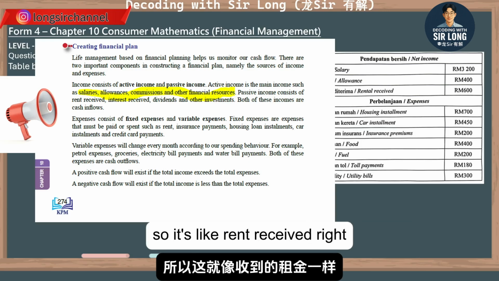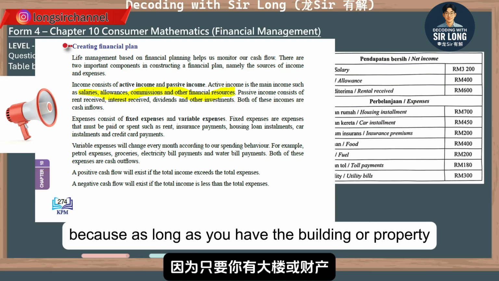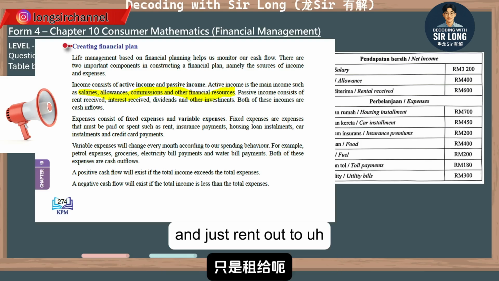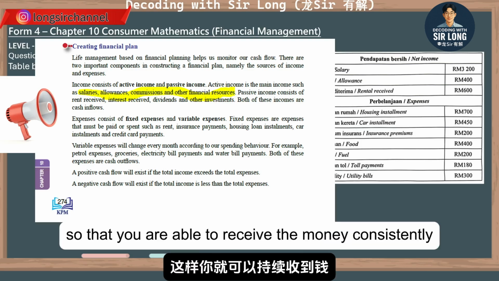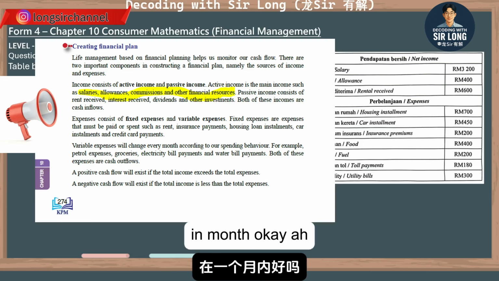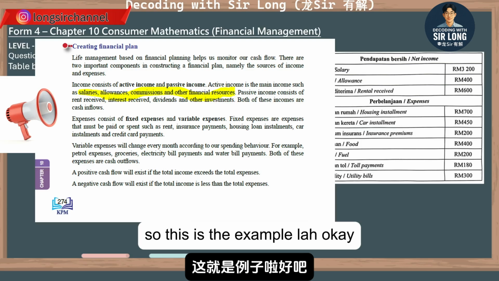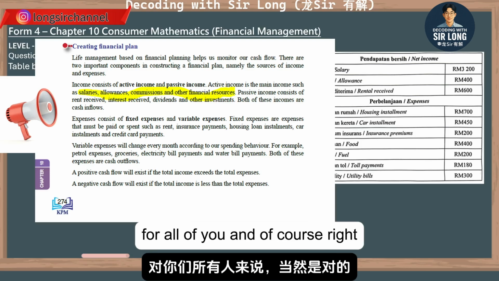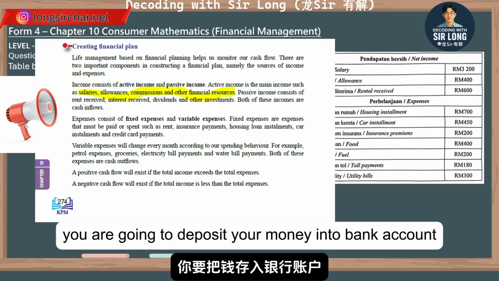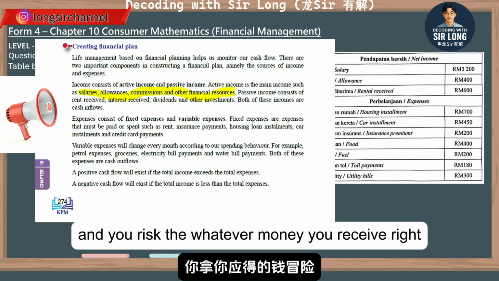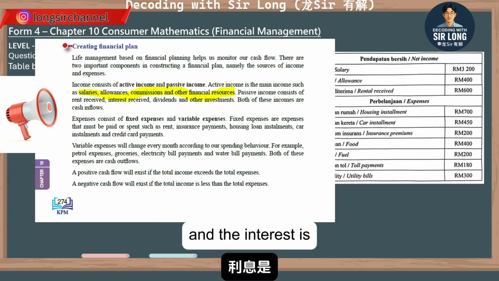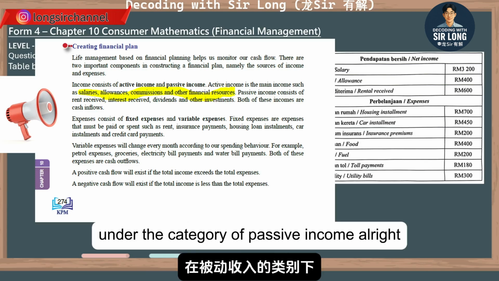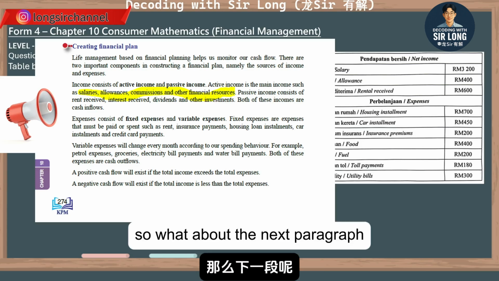It's like rent received, right? As long as you have a building or property and rent it out to tenants, you are able to receive money consistently every month. This is an example for all of you. And of course, let's say you deposit money into a bank account, and whatever money you receive is considered interest, and the interest is under the category of passive income. So what about the next paragraph?